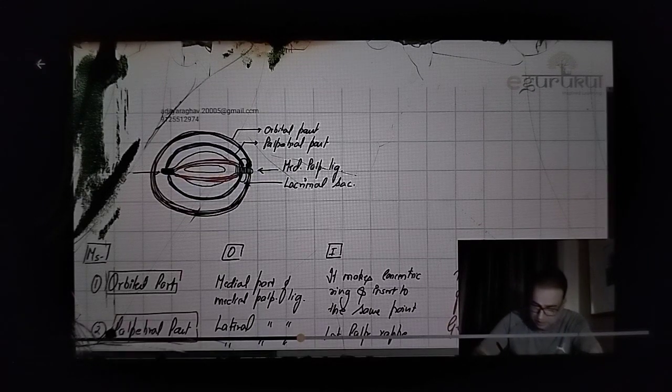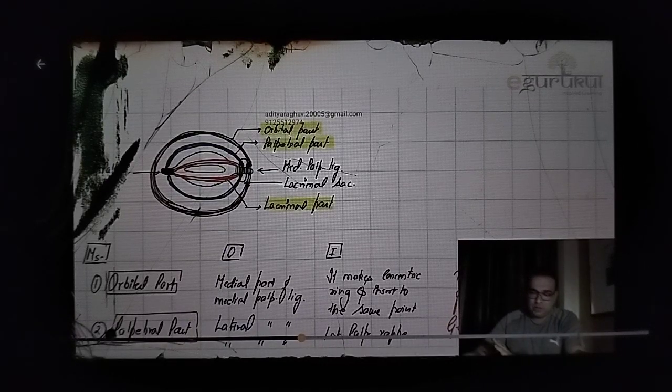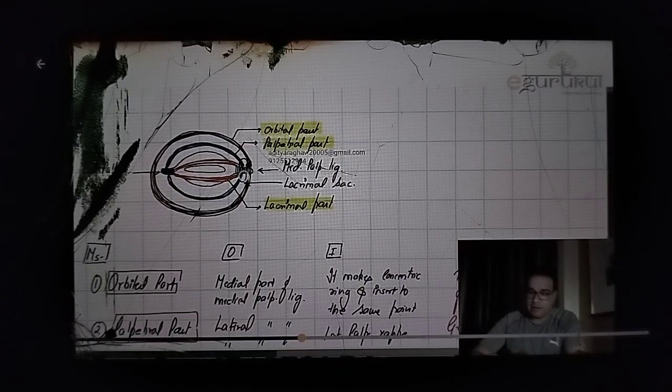That's the third part, and that is the lacrimal part. So we have the orbital part, the palpebral part, and the lacrimal part of this muscle. The origin of the lacrimal part is not from the medial palpebral ligament. It is from the lacrimal crest and the lacrimal sac, which I've labeled behind over there. The insertion is the same.